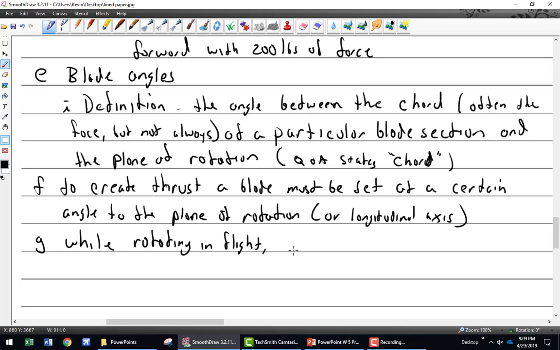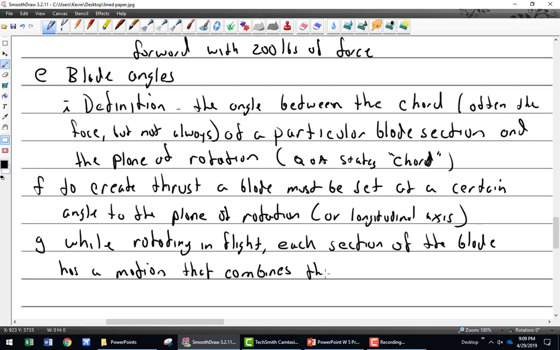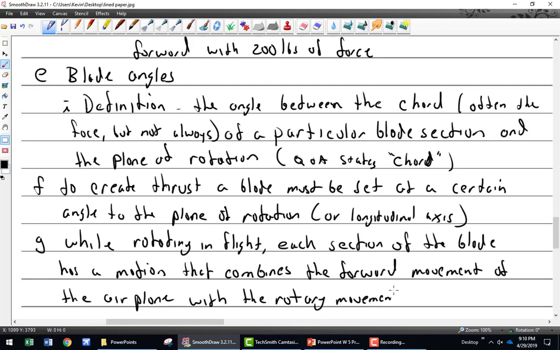So we're rotating in flight. Each section of the blade has a motion that combines the forward movement of the airplane with the rotary movement of the prop.